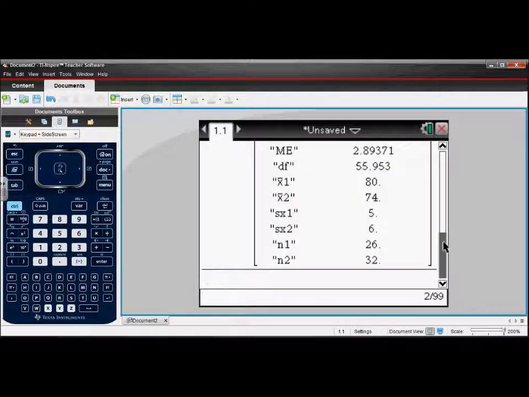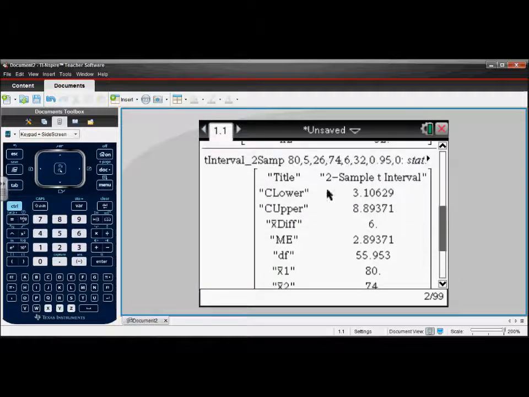Now when I scroll up, there's the lower limit for my confidence interval. Here's the upper. I'm also given my margin of error, my x-bar difference, and then my degrees of freedom. So when you're answering and using the formula, you can go ahead and just replace these with what you have for our confidence interval formula, and then go ahead and write these as your confidence interval.